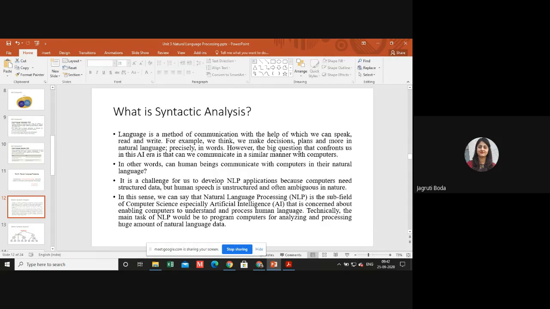It is a challenge for us to develop an NLP application because computers need structured data, but human speech is unstructured data and often ambiguous in nature. So, what are unstructured and structured data?